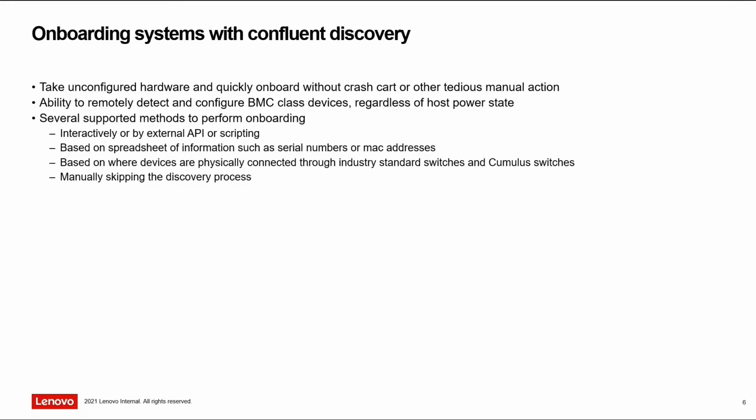And we support several methods. We can either have the user interactively use the command line or interact with our API. We have a built-in facility for processing a spreadsheet of either MAC addresses or serial numbers and using that to drive the ultimate node identity. And we can do this based on where devices are physically connected to Ethernet switches or into chassis. And of course, the discovery process is optional and may be skipped if the user prefers another strategy.